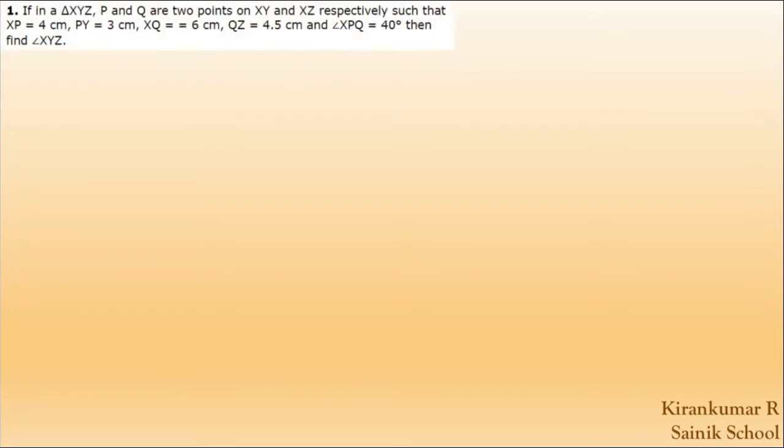The first question is, if in triangle XYZ, P and Q are 2 points on XY and XZ respectively, such that XP is equal to 4 cm, PY is equal to 3 cm, XQ equal to 6 cm, and QZ equal to 4.5 cm, and angle XPQ equal to 40 degree, then find angle XYZ.